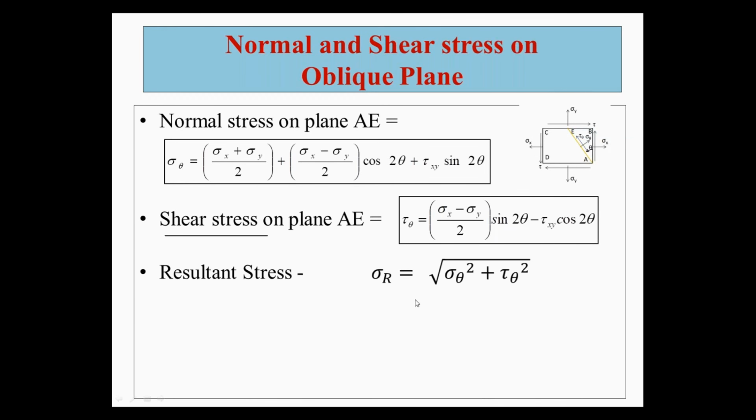Then resultant stress. Most important, resultant stress is equal to the square root of sigma theta square plus tau theta square, and the angle of obliquity: tan phi is equal to sigma theta upon tau theta.